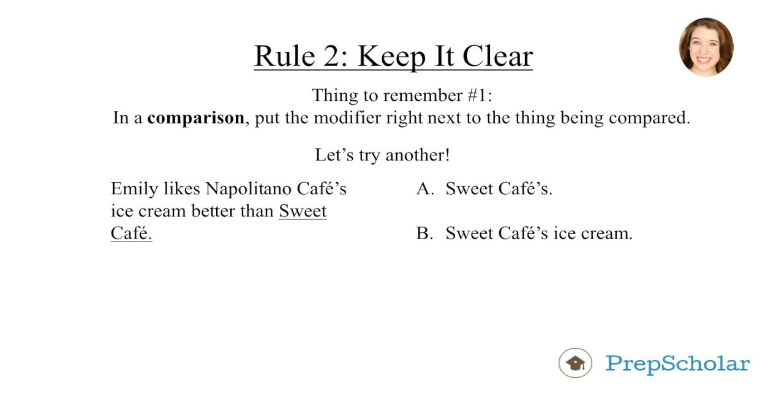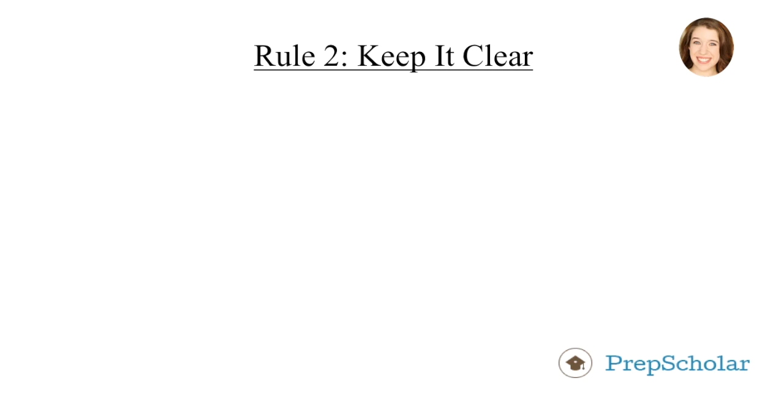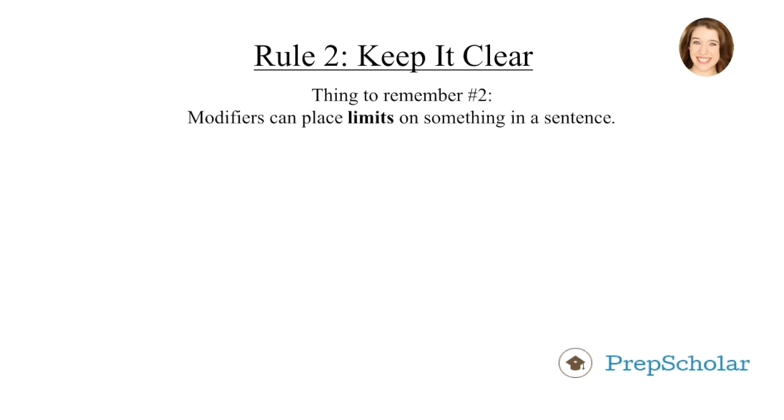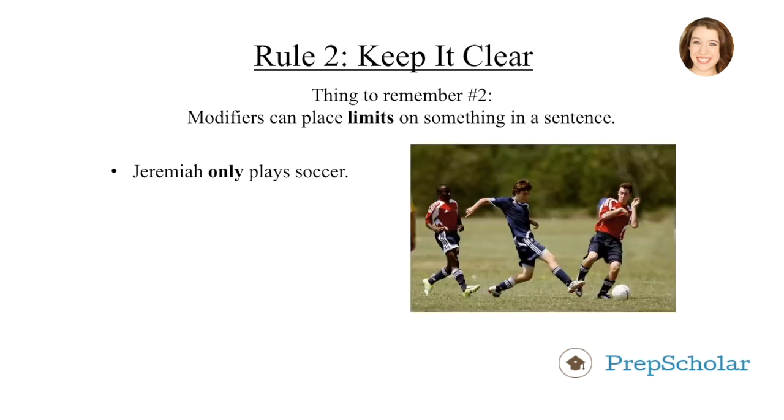All right, now that we've got this comparison application down, let's think about the second way that we can apply this rule about keeping it clear. Modifiers can place limits on something in a sentence. What does that mean? Let's take a look. Jeremiah only plays soccer. This makes it sound like Jeremiah only plays one sport, right? He only plays soccer. He doesn't do anything else. That's all that he does. He's just totally focused on soccer.